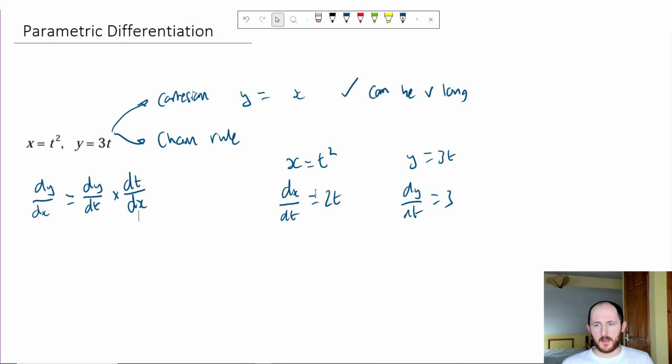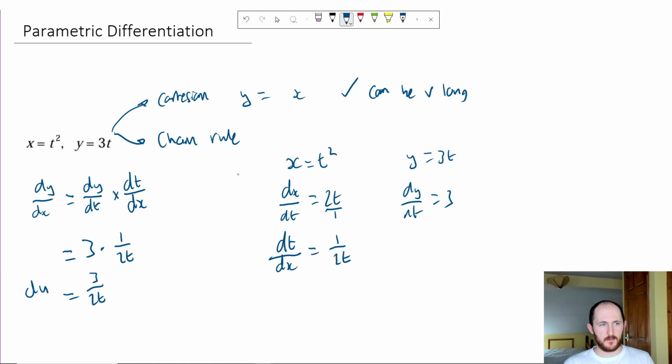Now, the eagle-eyed among you may see that this is dx by dt, it's not dt by dx. So instead, in order to find dt by dx, we're going to take the reciprocal of both sides, which means we're going to flip both sides. And remember, this is 2t over 1, so it becomes 1 over 2t. So that means our answer here is dy by dt, which is 3, times 1 over 2t. So in other words, it's 3 over 2t. And that's the answer for dy by dx.